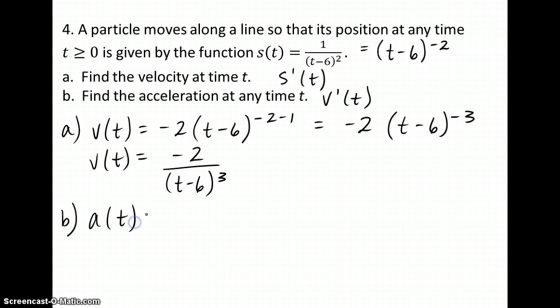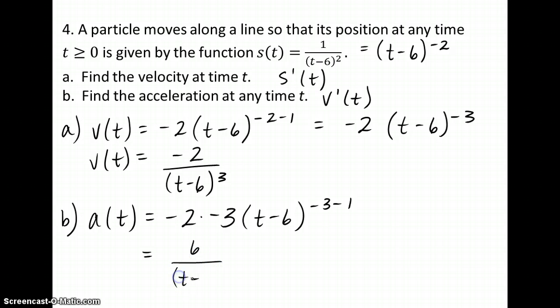So the acceleration: multiplied by negative 3 from our velocity function, which is our exponent, subtract 1 from the original exponent. So the acceleration function would be positive 6 over (t minus 6) to the positive fourth power. So one fraction, positive exponents.